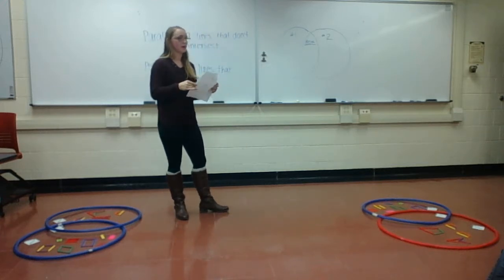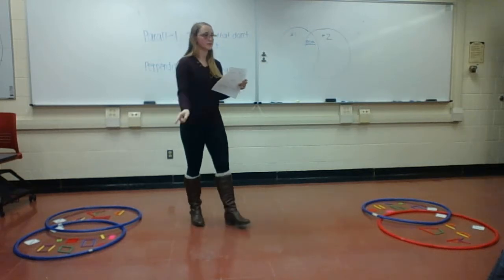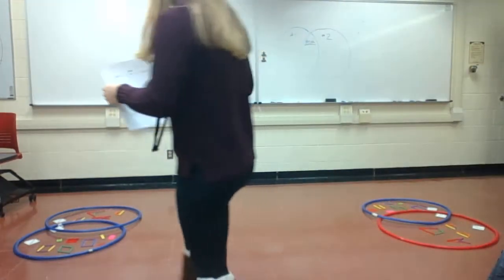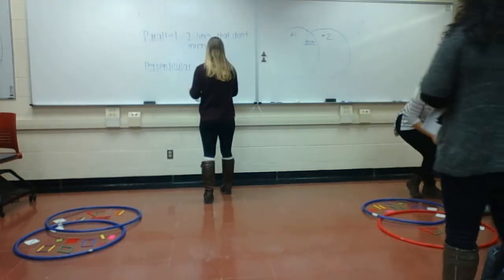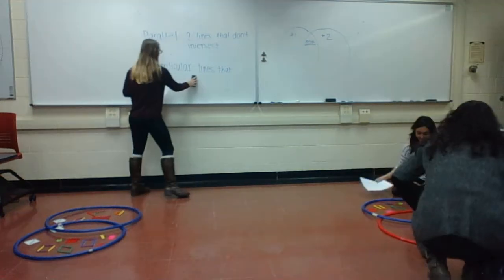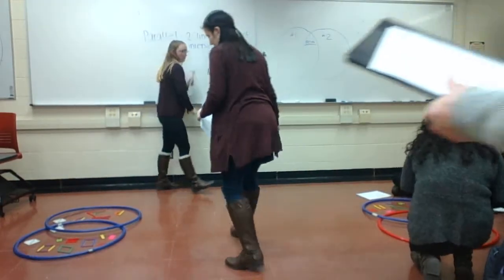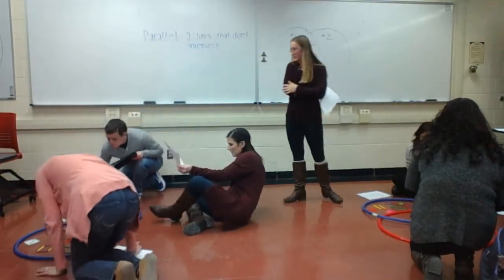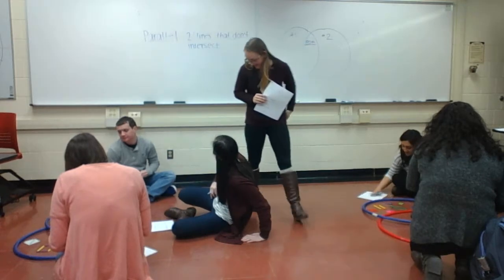I'll be walking around too if you need help. So first, you're just going to write what you see on the Venn diagram right now for the characteristics, and then you're gonna change your Venn diagram or fix it. Do you guys have any questions? Do you guys have any questions before you start? Oh, yeah, you're right. Yeah, that's right.